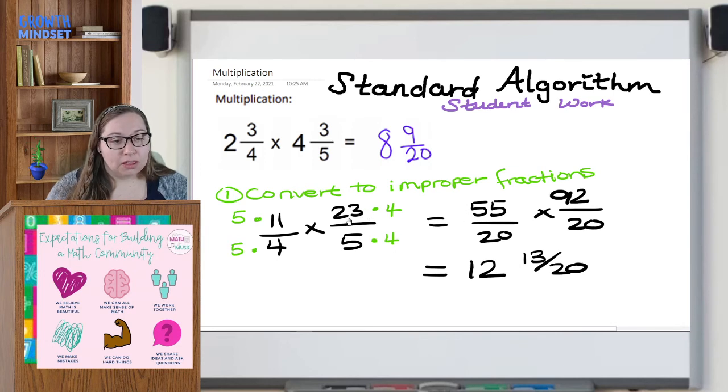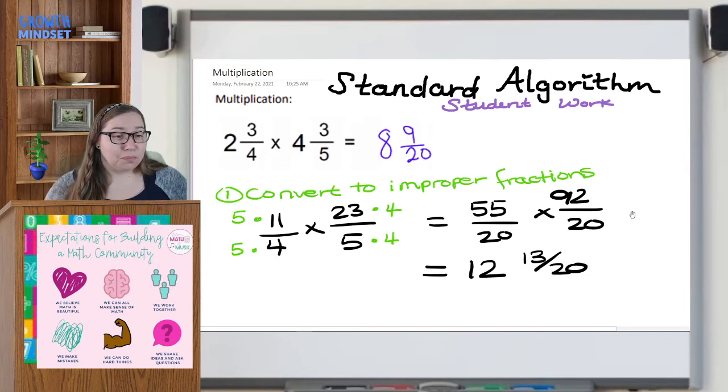Now we have 23 times 4 and 5 times 4. 5 times 4 is 20, so that gives us our 20 on the bottom over here. 23 times 4 gives us 92, which is represented here. So this is 55 over 20 times 92 over 20.